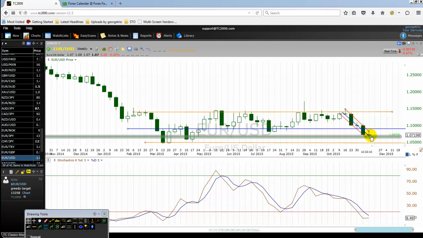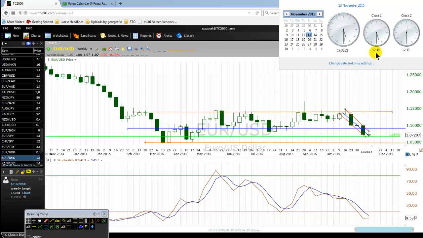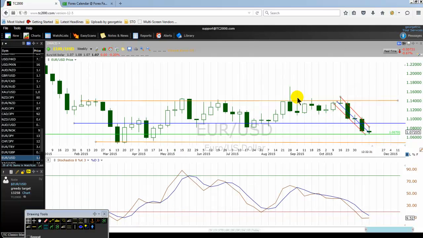So looking at this candle here on the weekly chart, in a few hours the Forex market will be closed at 10:30 p.m. London time. In 5 hours exactly, it's now 17:30 in London, 12:30 p.m. in New York. So in 5 hours' time, the Forex market will be closed. I'm on a weekly chart looking at this candle here.